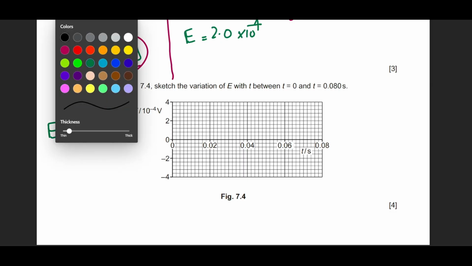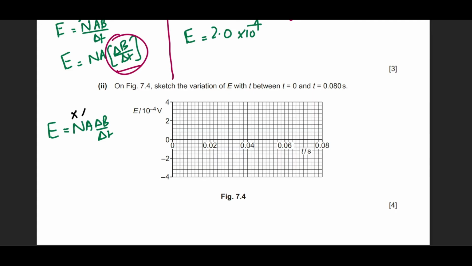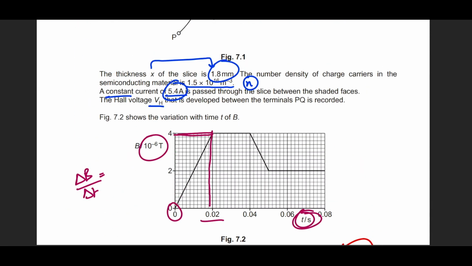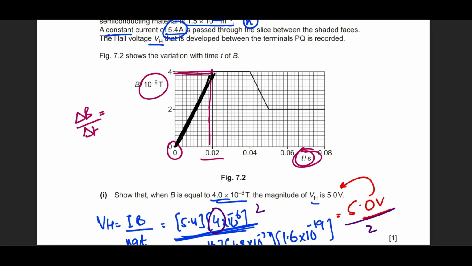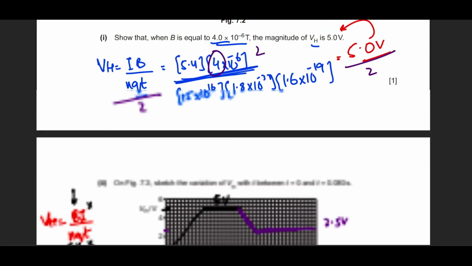Are we depending on the number of turns? Are they changing? No. Is the cross-sectional area changing? No. So E is only proportional to the gradient of that first graph that we have over here, right? So let's go through this. Do we have a gradient over here? Does B exist? Is B changing at all times? Is the gradient existing? Yes, the gradient is changing.